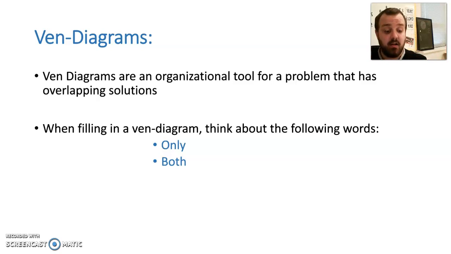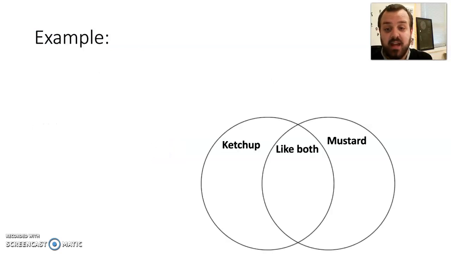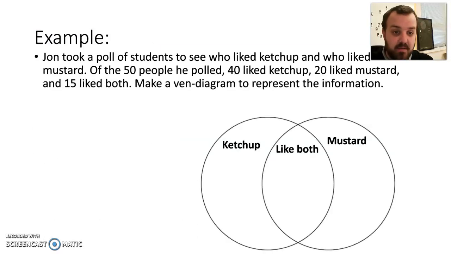So the middle of your Venn diagram is going to be what both things have, and then each individual circle on the outside will be what only each individual thing has, okay? So here's an example. There's what a Venn diagram looks like, as you know from English class, okay?